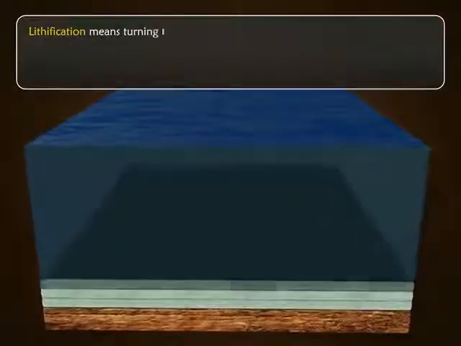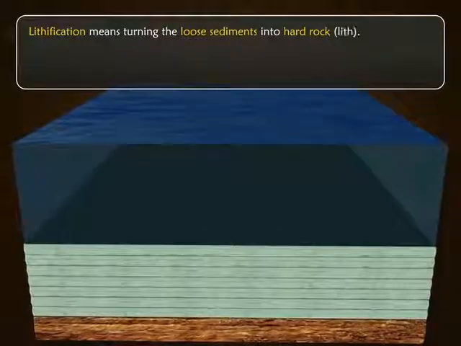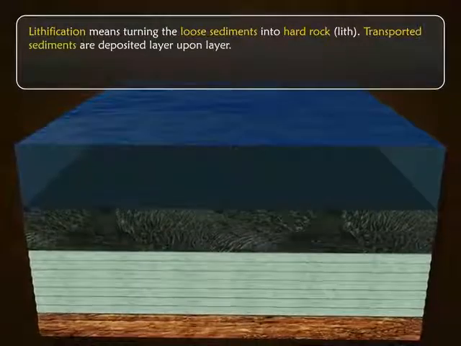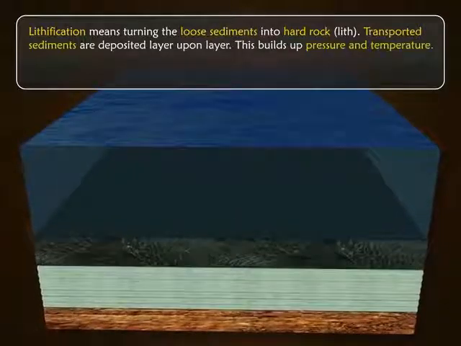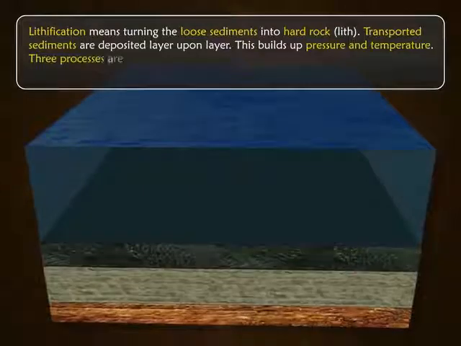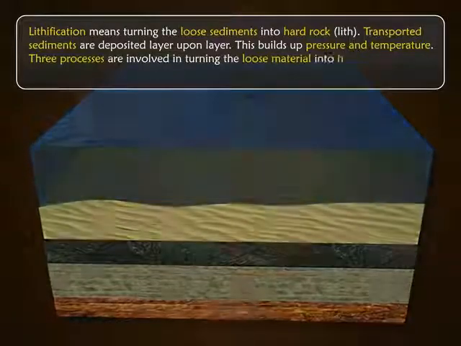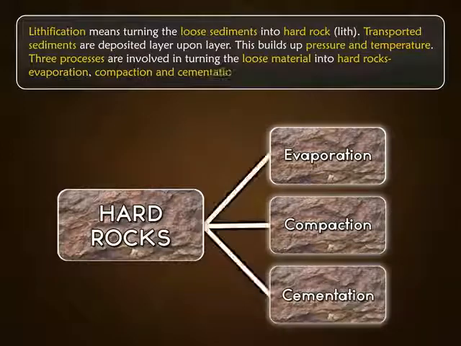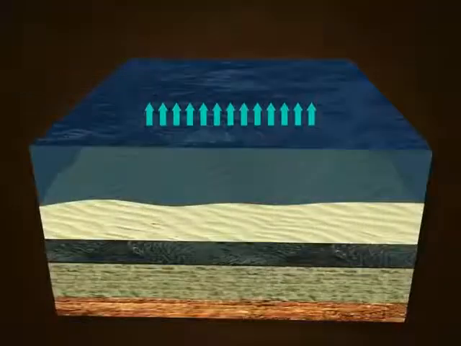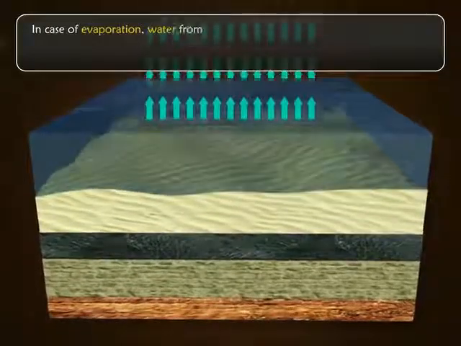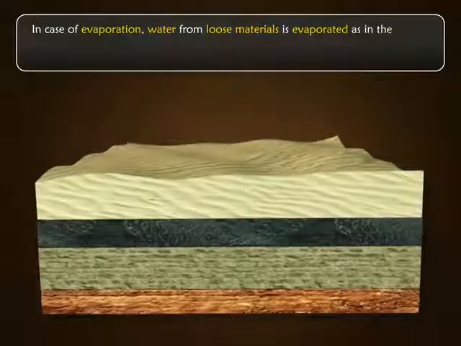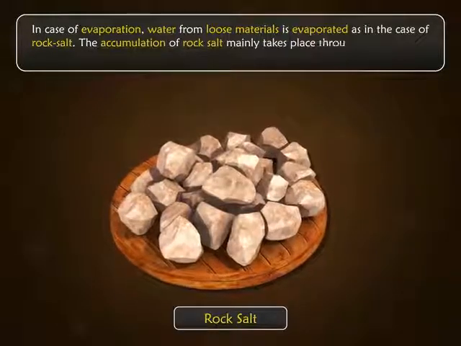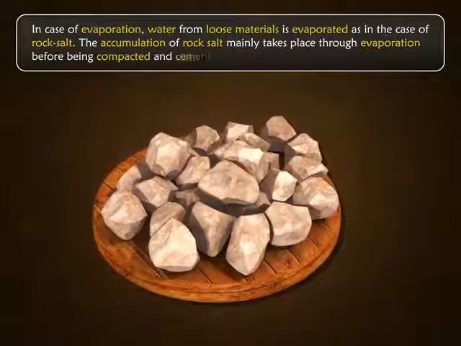Lithification means turning the loose sediments into hard rock, lith. Transported sediments are deposited layer upon layer. This builds up pressure and temperature. Three processes are involved in turning the loose material into hard rocks: evaporation, compaction, and cementation. In case of evaporation, water from loose materials is evaporated, as in the case of rock salt. The accumulation of rock salt mainly takes place through evaporation before being compacted and cemented.